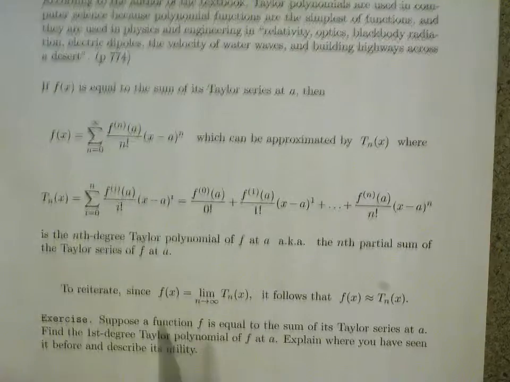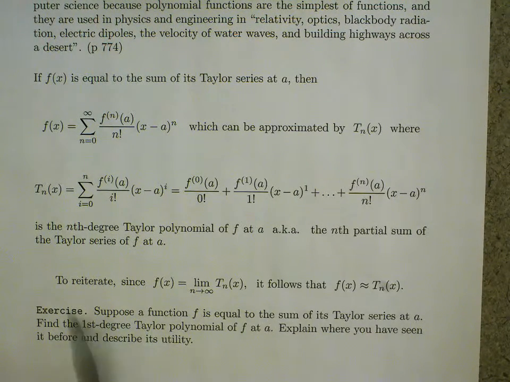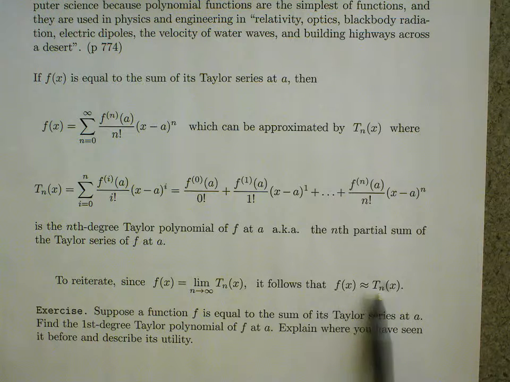Okay, so to reiterate this idea, not hard to understand, but since f of x is equal to the limit of the Taylor polynomials, it follows that the function f of x can be approximated by its Taylor polynomials. The larger the n, the better the approximation.